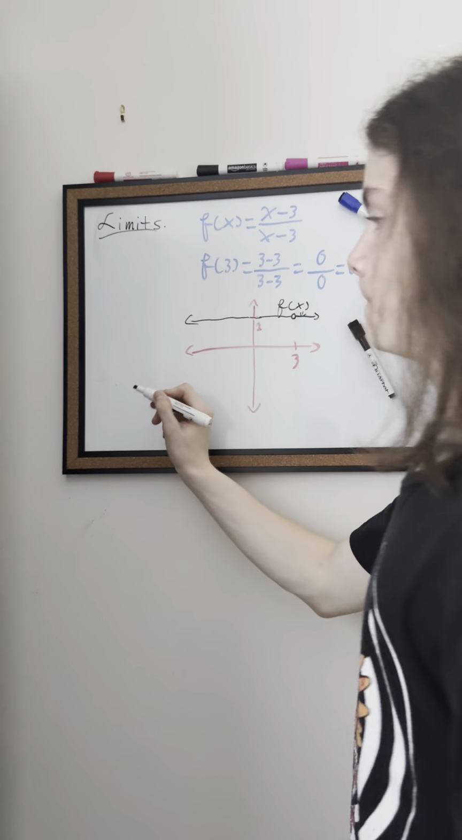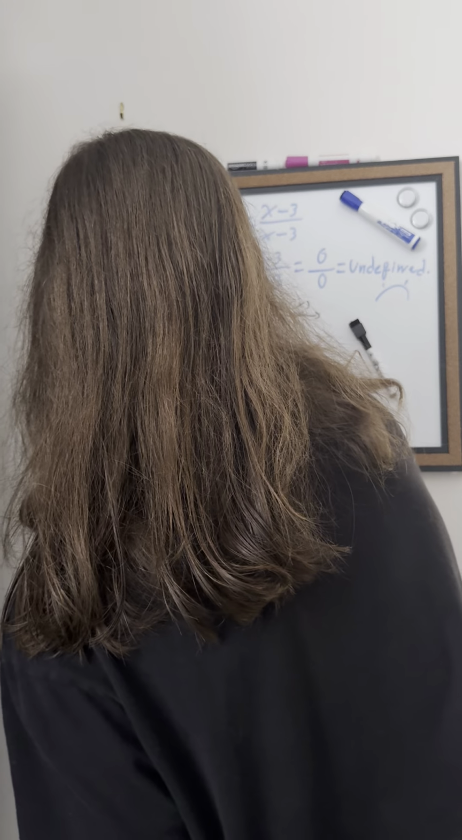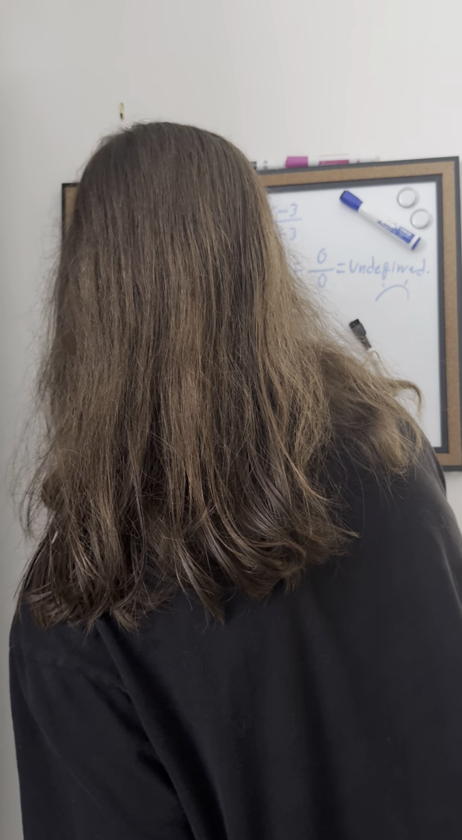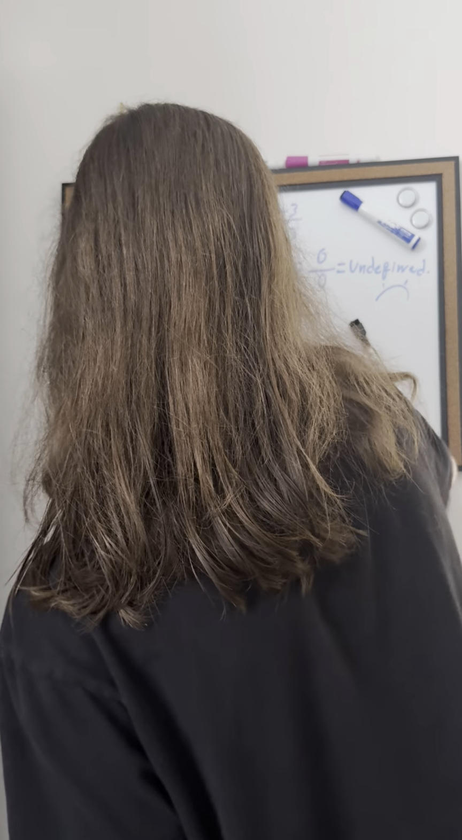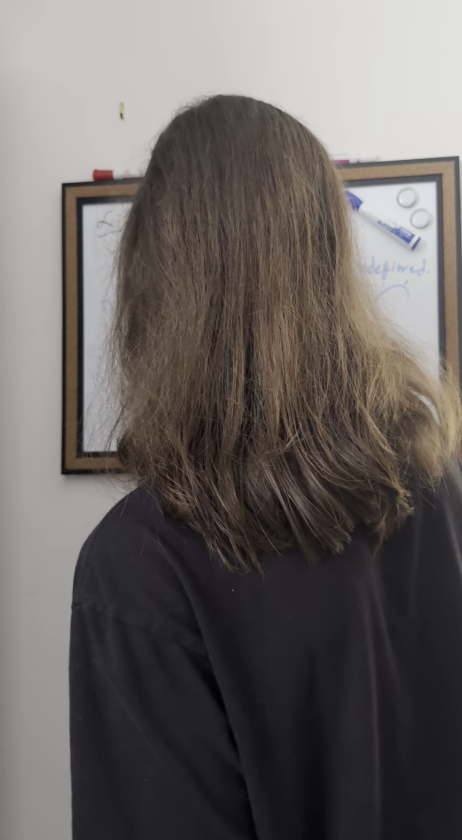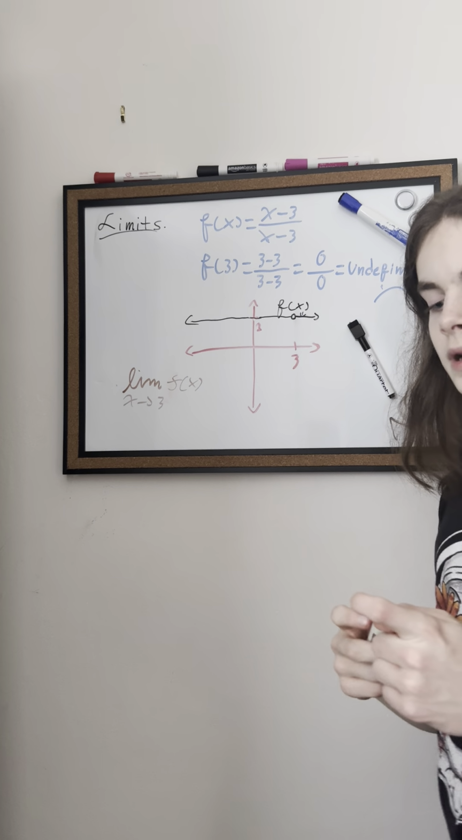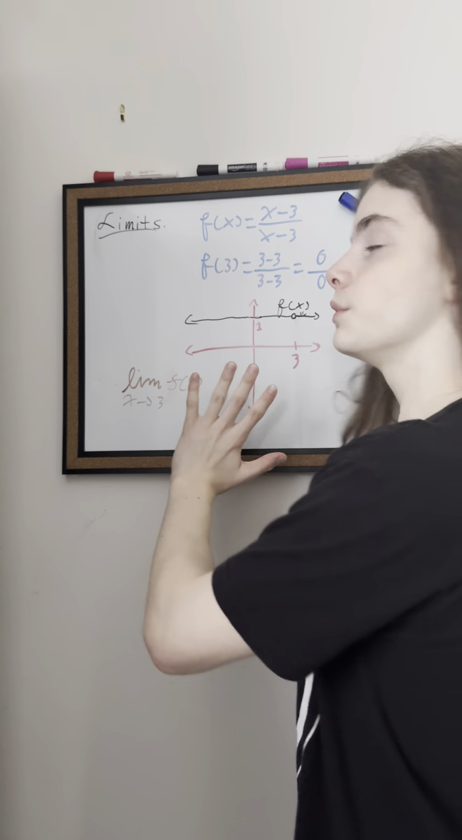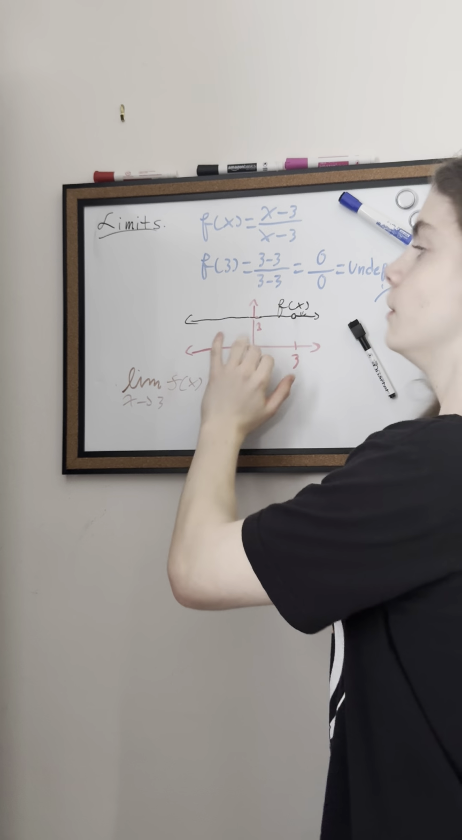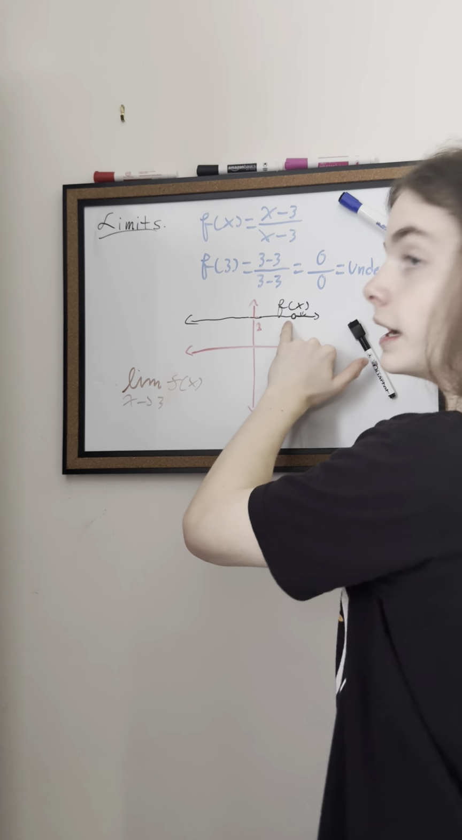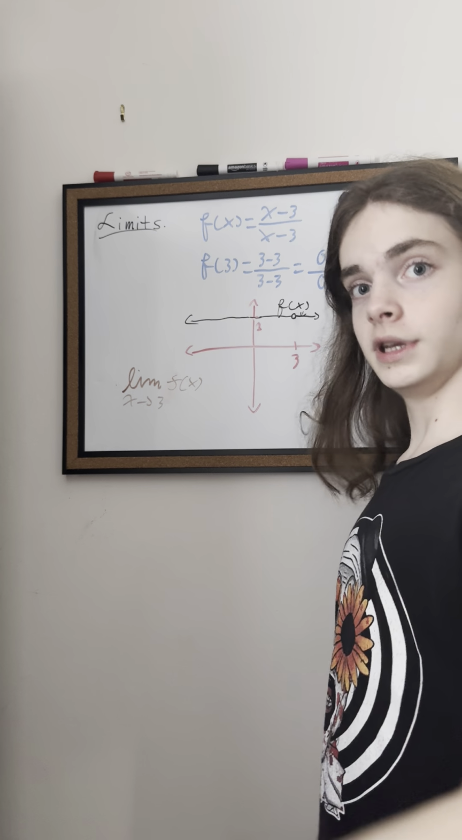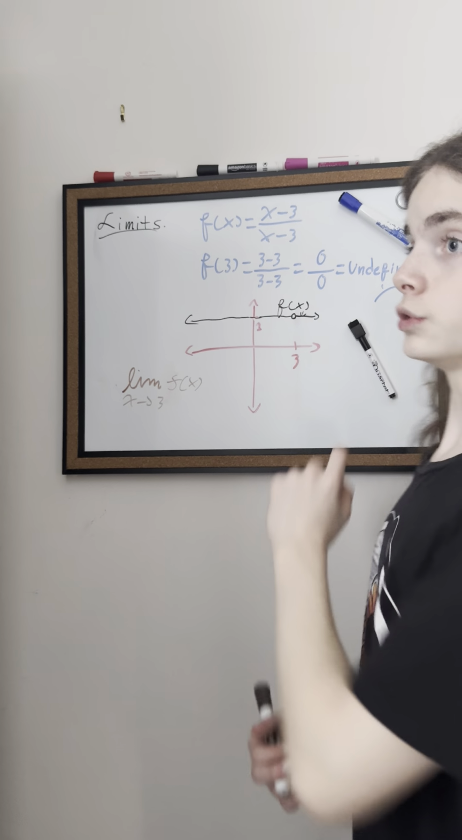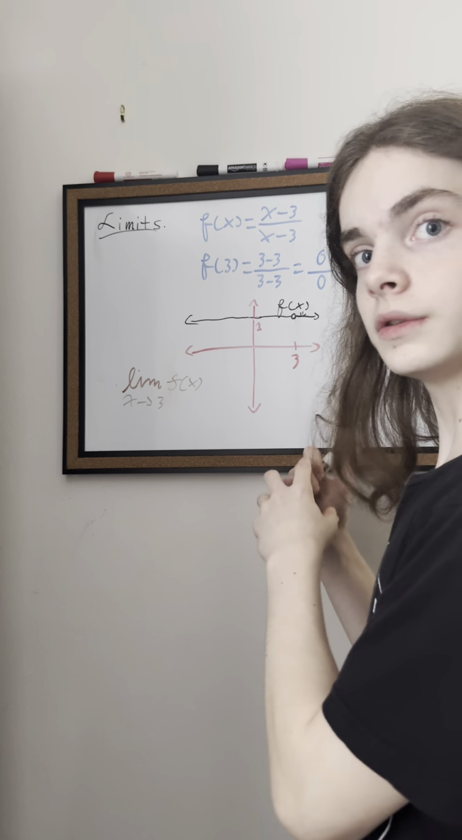We can just say the limit of f of x as x approaches 3. What is this equal to? Well, let's take a look at the graph itself. When we take numbers that are less than 3 and approach from the left side, we have 2.9, 2.9999, 2.999 with a million nines after it. We approach 1, and the same thing is true for the other side.